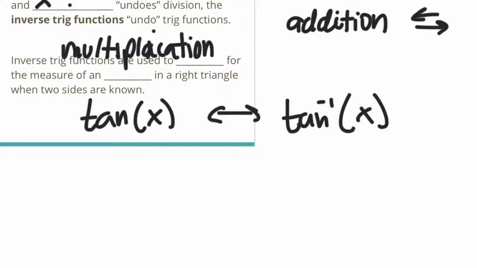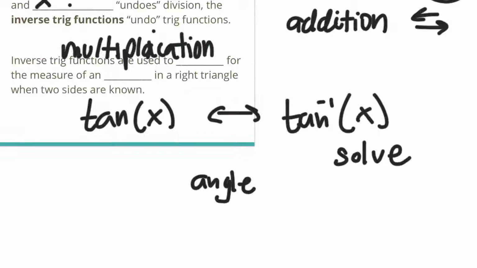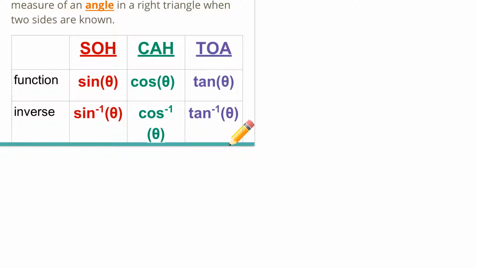These inverse trig functions, which I'll show you in a little more detail, are used to solve for the measure of an angle in a right triangle when two sides are known. I'll give you a few seconds to look at this. Make sure you pause it and write this down. There is a little pencil on here, but I'm going to keep moving on. You're on the computer, so this is at your own pace. So please pause it to write everything down. Here's what I mean: the inverse trig function is used to solve for the measure of an angle in a right triangle when two sides are known. This is exactly from the slide before.